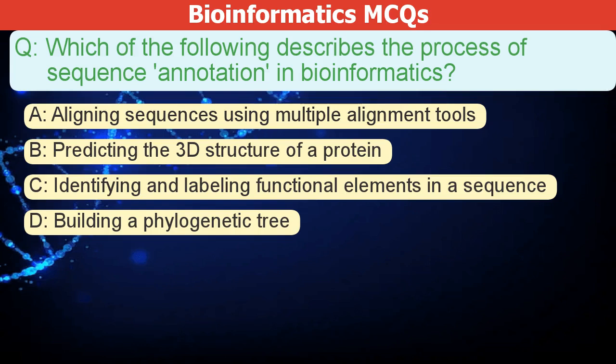Which of the following describes the process of sequence annotation in bioinformatics? A. Aligning sequences using multiple alignment tools. B. Predicting the 3D structure of a protein. C. Identifying and labeling functional elements in a sequence. D. Building a phylogenetic tree.